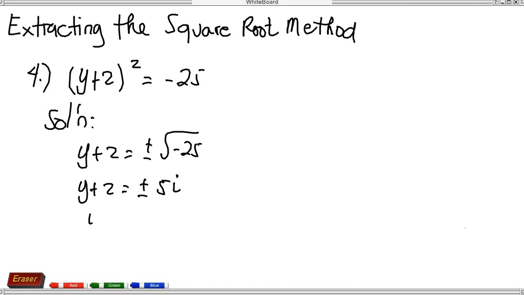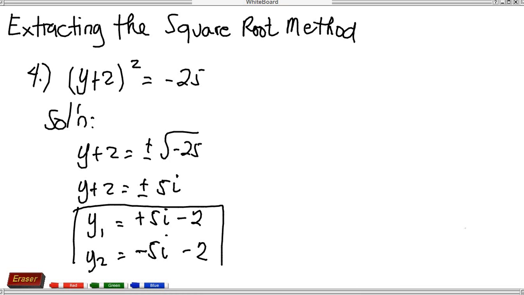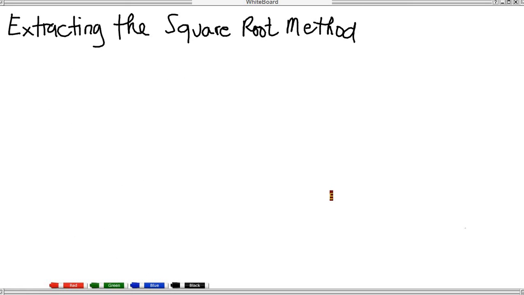Therefore your y1 is equal to 5i − 2, and your y2 is equal to −5i − 2. So these are now your roots, your y1 and your y2. So that is our last example, example number 4.